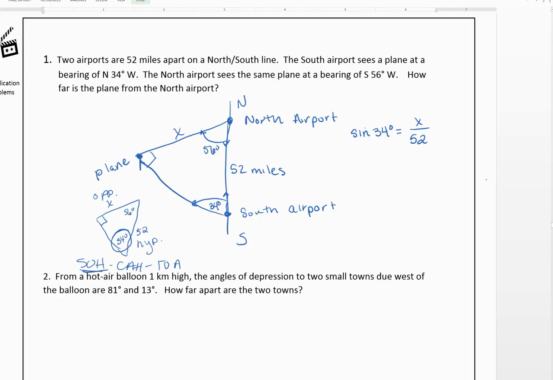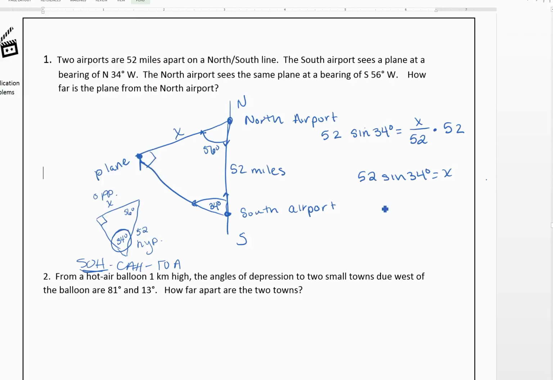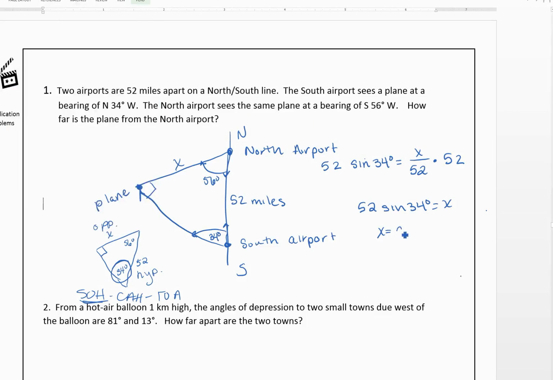And now solving for x isn't so hard. We're going to multiply both sides by 52. So 52 times sine of 34 equals x. So we can do that on our calculator. Make sure your calculator is in degrees. So 52 sine of 34 degrees. So we see that x was about 29.1 miles.